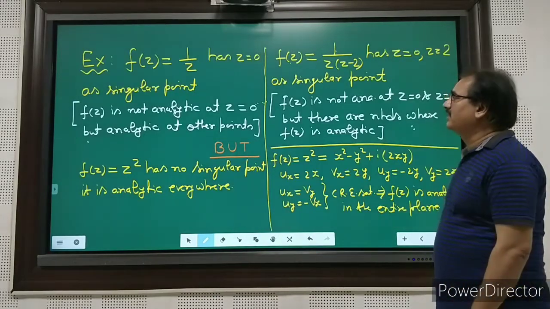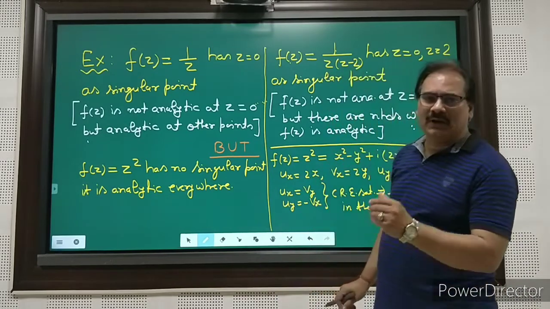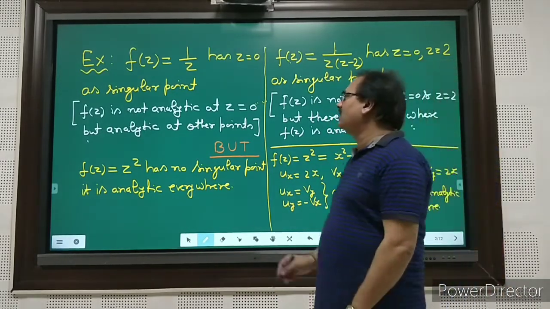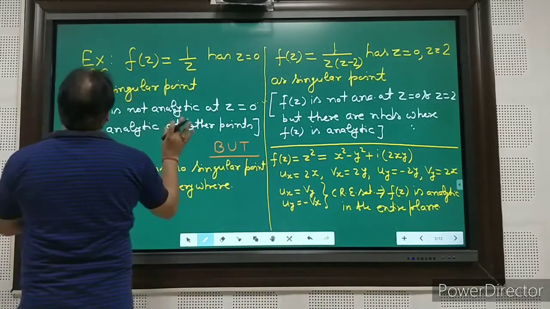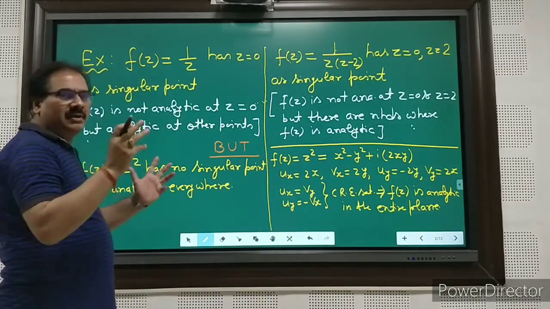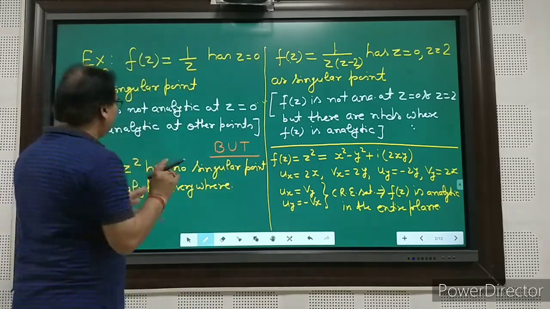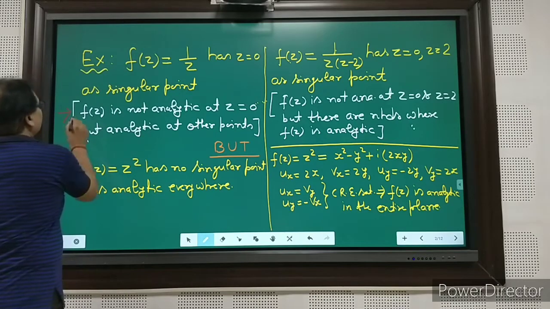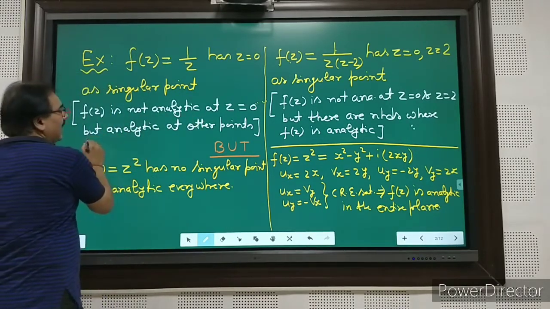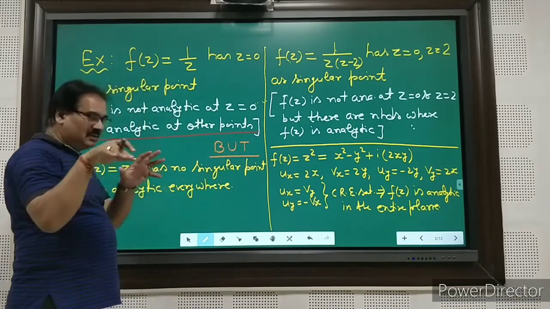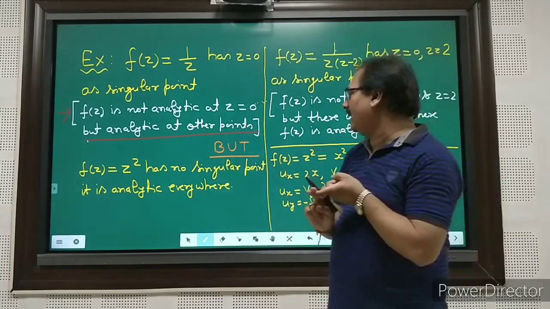Now, for example, it will be clear here. This is a very famous and easy example: f(z) equals 1 by z has z equals 0 as a singular point. Why? Although it is easy, the question may arise. f(z) is not analytic at z equals 0 but analytic at other points. It is not analytic at 0, but in the points around it, it is analytic.